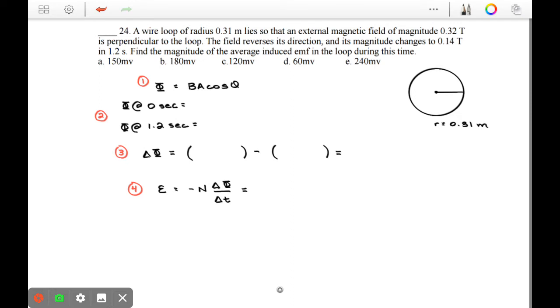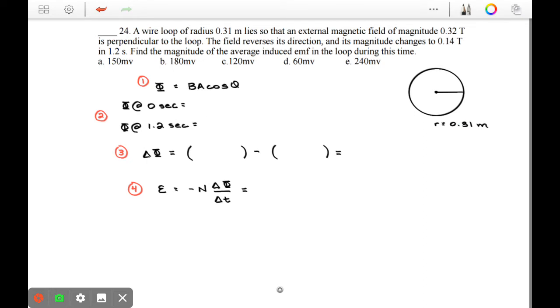So the first step is we recognize that this problem is asking us for the average induced EMF. So I already know that ultimately I'm going to have to end with this equation here. But in order to solve using this equation for average induced EMF, I'm ultimately going to need to solve for the change in magnetic flux. So I have the change in magnetic flux equation here, and then also a diagram of the wire loop that we're encountering here.